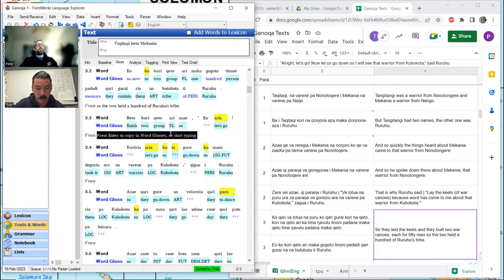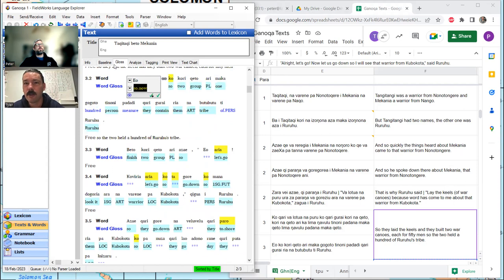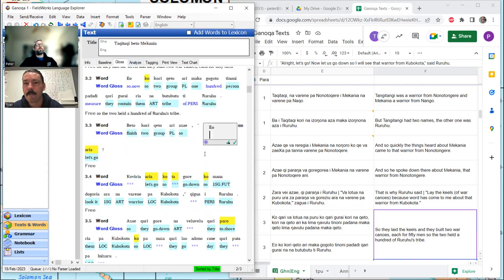Ruru's tribe. Right. We're just missing that ao, which, interesting, is there in the very top line, 3-2. Can you click into the ao box there where your cursor is? 3-3. Click into that, give it a little nudge, go over to the next. Sometimes it needs a little nudge in order to jog its memory.